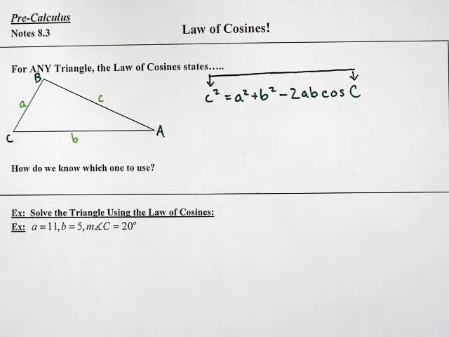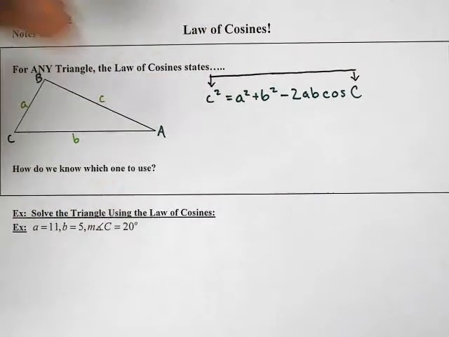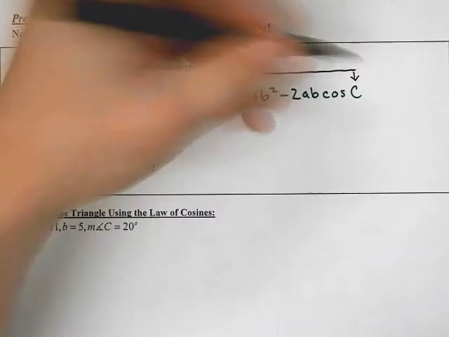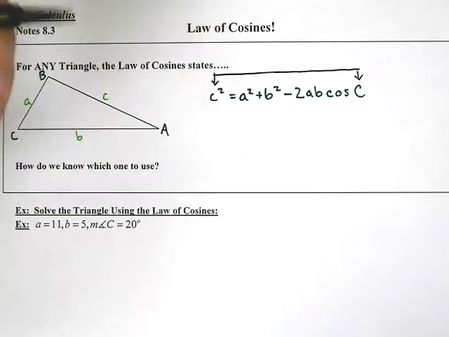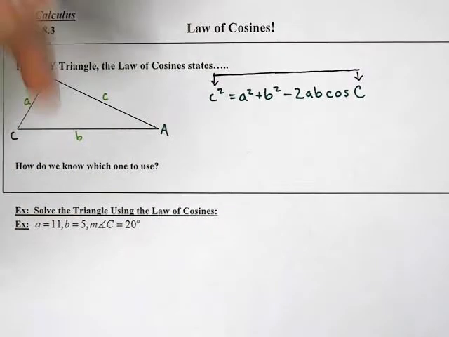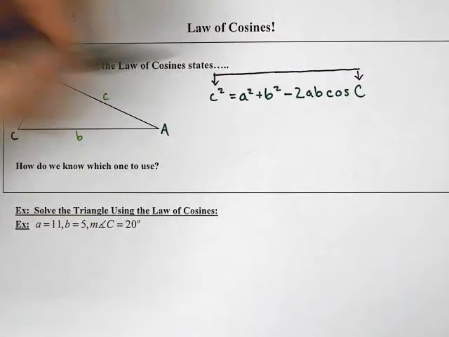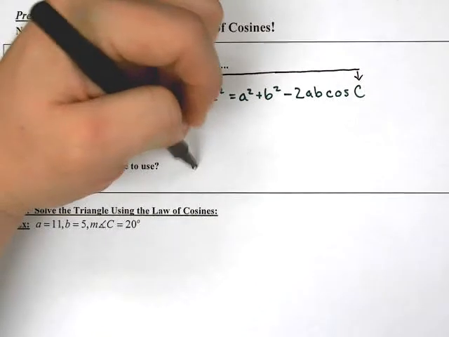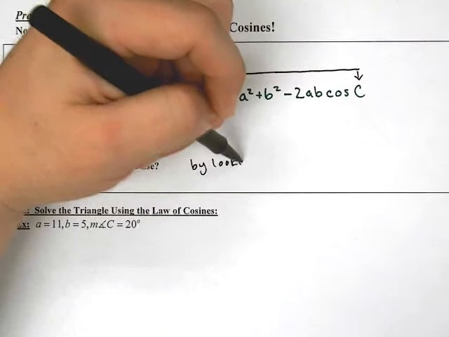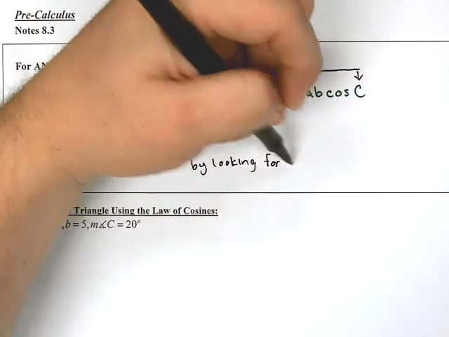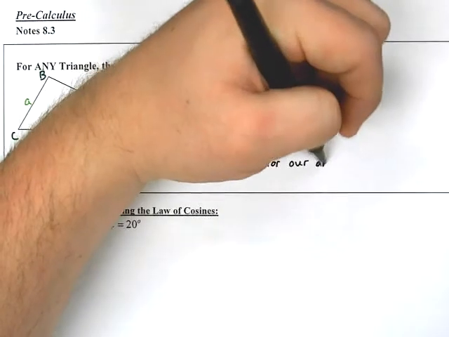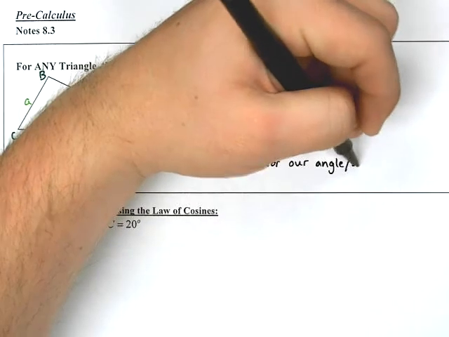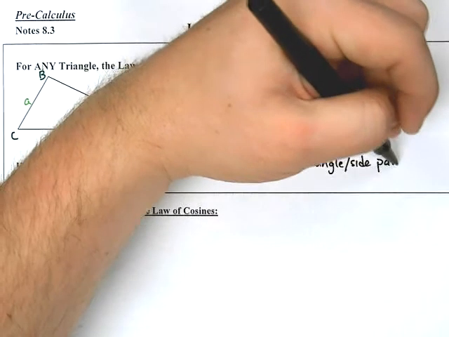Alright? So again, we figure out which setup to use, right? Which way we're going to write this formula, by looking for our angle side pairing.